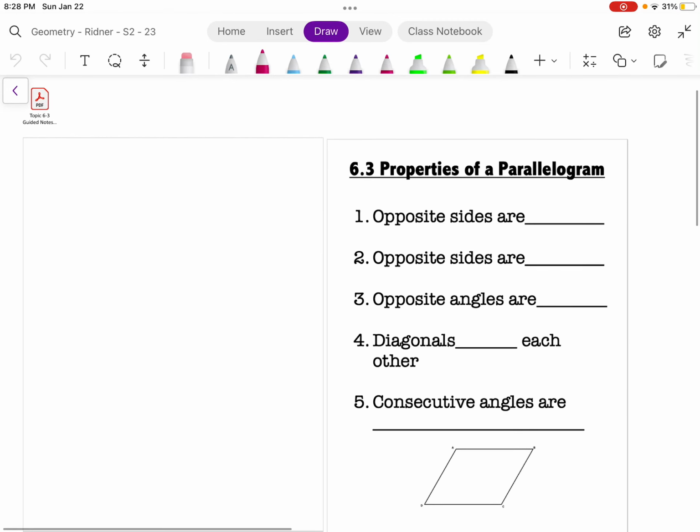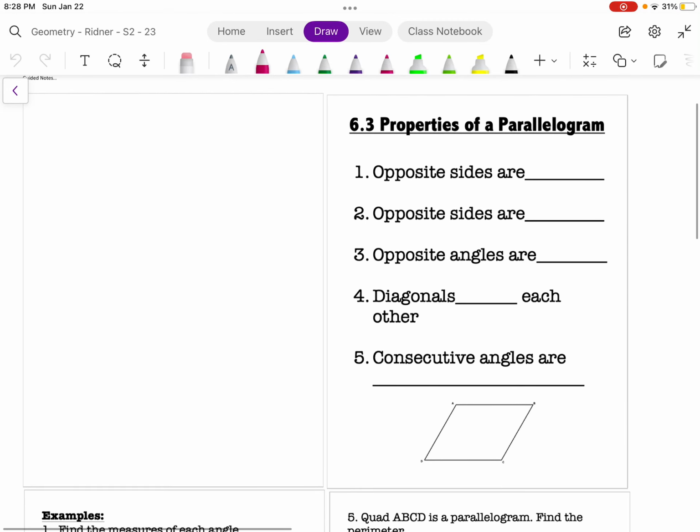Today we are talking about 6.3 notes, which are properties of parallelograms. So there's some important things to note with parallelograms. They are a four-sided figure, remember that. The opposite sides must be parallel to one another. The opposite sides are also congruent to one another.